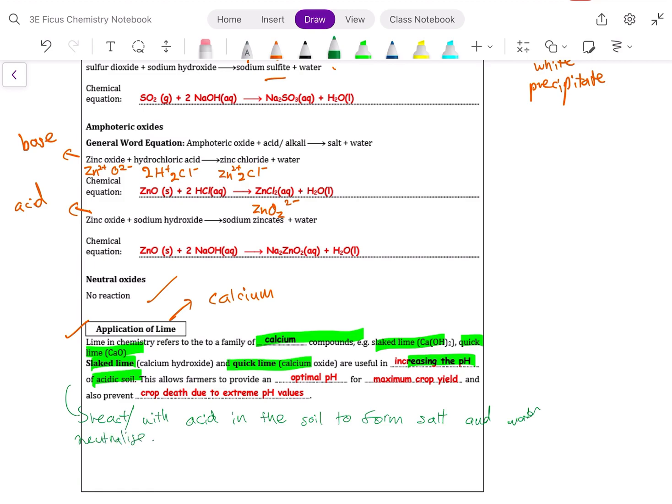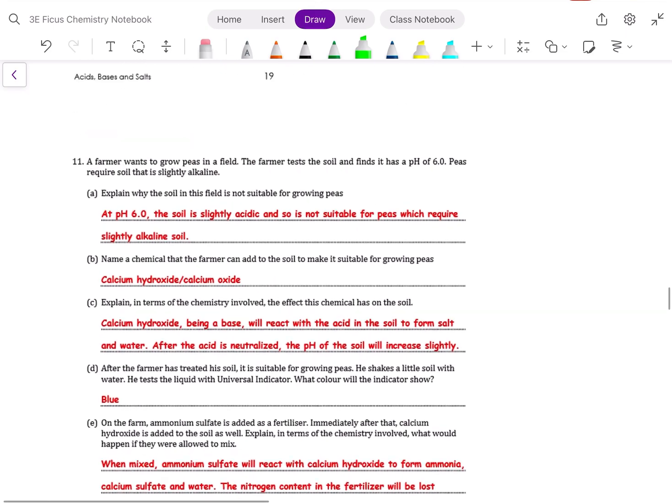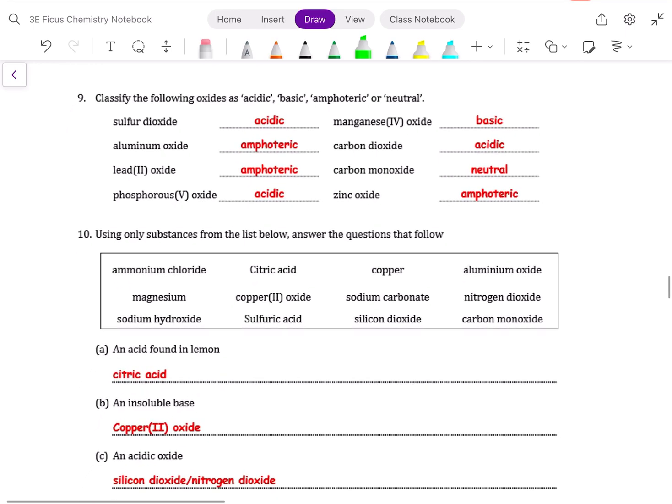So this allows farmers to achieve optimum pH for maximum crop yield, because different crops grow at different pH. They have their optimum one. Sometimes for potato you need a bit more acidic soil, sometimes for cabbages you need a bit more alkaline soil. Later on I think there's an example we can look at. But before that, let's take a look at the part on the oxides.